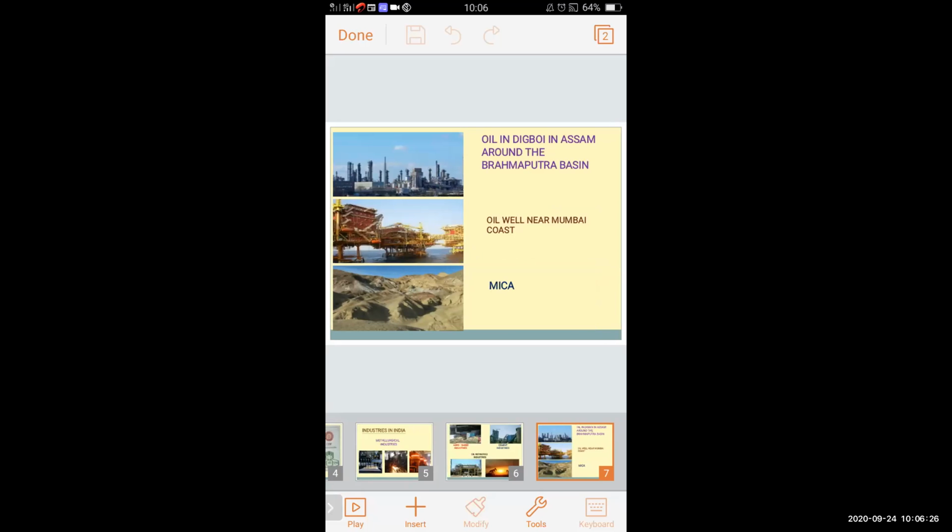Now on this slide, we can see oil in Digboy in Assam around the Brahmaputra basin. Oil industries are also in India on a large scale. There is an oil well near the Mumbai coast also. So Koyali, Digboy, Nunmati, and Bongaigaon refineries are situated close to the petroleum producing area.